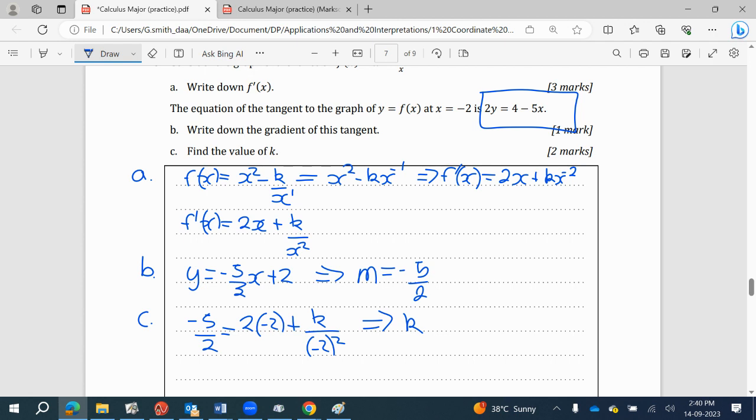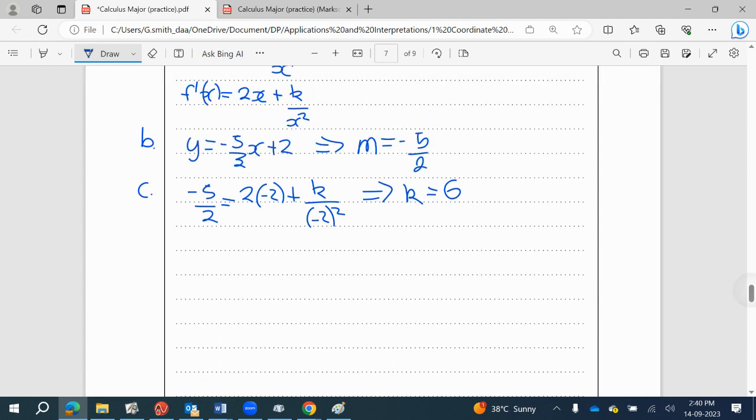That's going to be 6, isn't it? k is equal to 6. I reread the question, find the value of k. Yeah, I've done everything I need to do there. Is that negative 2 to the power? Yeah, okay.